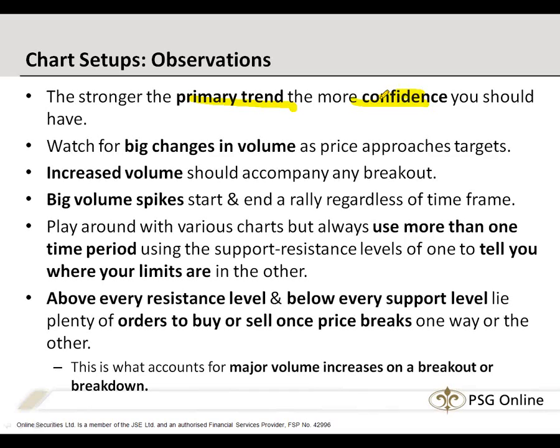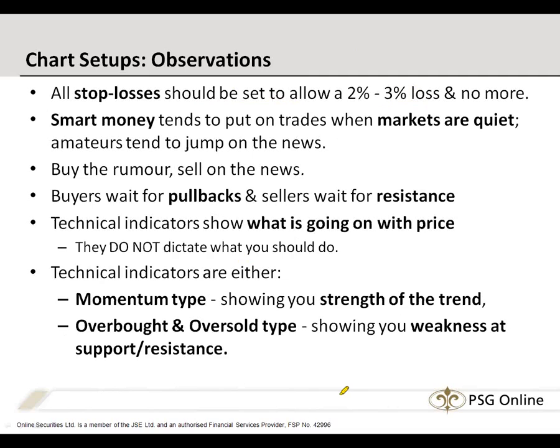The ideal situation is that you want to use support and resistance levels on different charts, and ideally you want to see those price levels coming up in different charts to confirm a possible change in trend. Any breakout above support and resistance levels will be a further confirmation, especially on increased volume. We'll talk about stop losses in more detail just now, but ideally you should never be losing more than 2-3% on a trade. There are two ways to look at it. You'll find that smart money puts on trades when the market's quiet, like we saw on Monday.